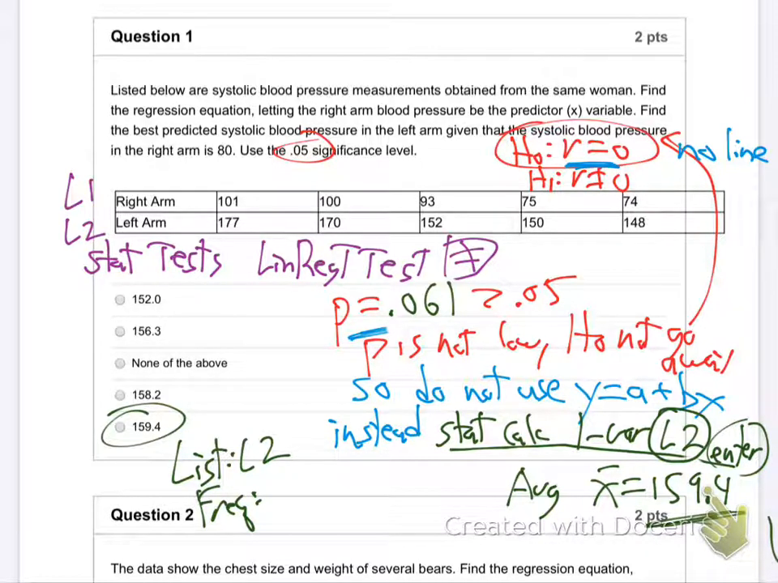159.4. I had L1 and L2 already programmed into it. It's just making sense now. So all four of these are going to be exactly the same. Every one of them, you got to find the p-value, and that tells you whether to use the y equals a plus bx equation or not. Is that making sense? So on this one, the p-value is too high. It's above 0.05. So it's not low, which means that it's not linear. So we don't use the linear equation.